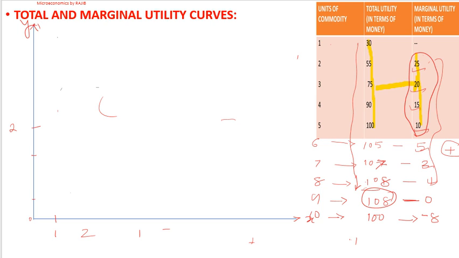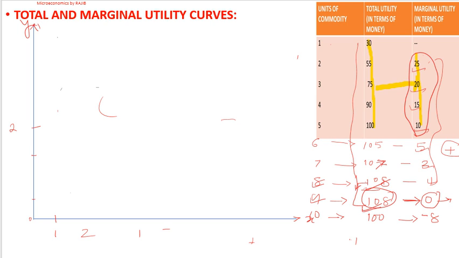And for the 8th unit and 9th unit, what happens? Total utility is constant, because it is 108 in both the 8th unit and 9th unit. That means you may say constant here. And that time marginal utility becomes 0. When the marginal utility is 0, you may say total utility is at its maximum. That means when you derive the maximum total utility from your consumption, that time your marginal utility will be 0.